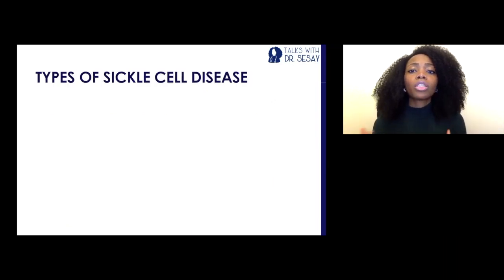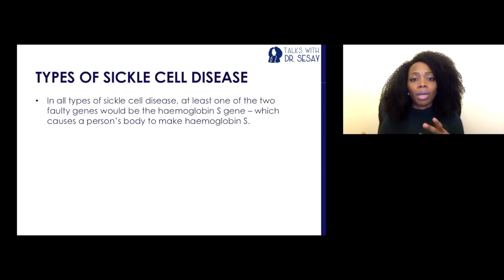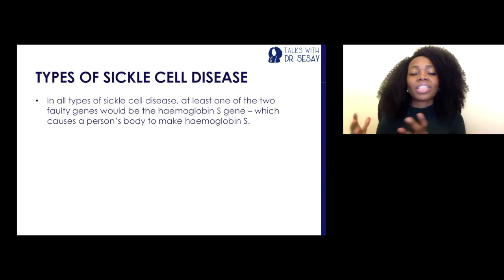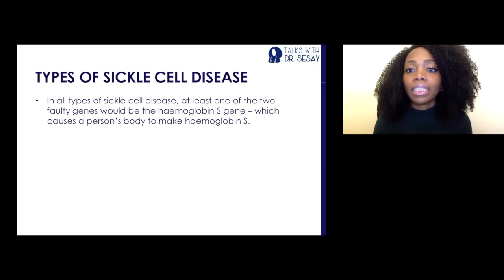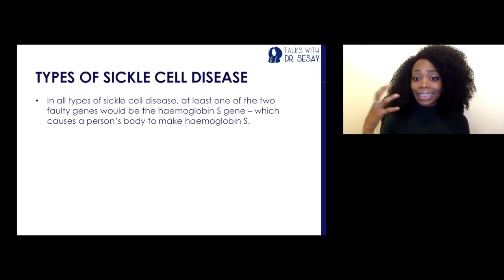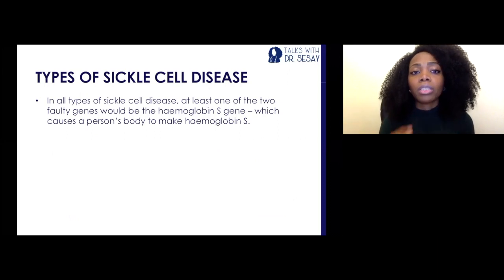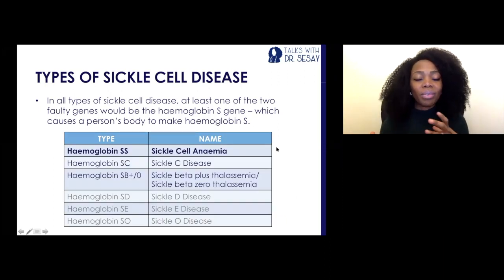So I wanted to talk to you about the types of sickle cell disease because I wanted you to gain the clarity about what sickle cell disease was versus sickle cell anemia. So in all types of sickle cell disease, at least one of the 2 faulty genes would be that hemoglobin S, so the sickle hemoglobin gene, which causes a person to make hemoglobin S. So that's the sickle hemoglobin that we were talking about. And the reason I'm talking about the types of sickle cell disease is because people then confuse sickle cell anemia with it being the only type of sickle cell disease.